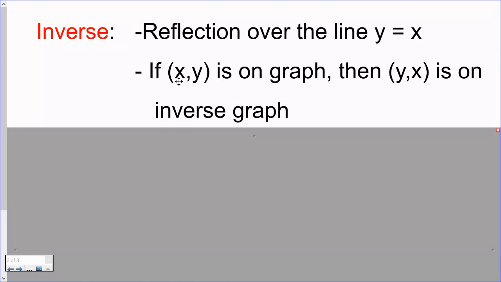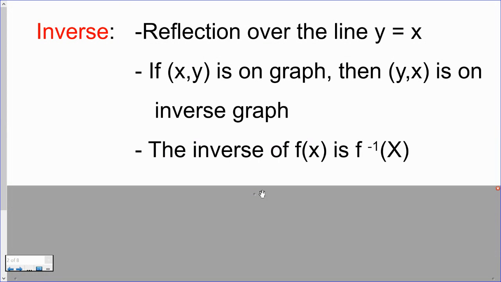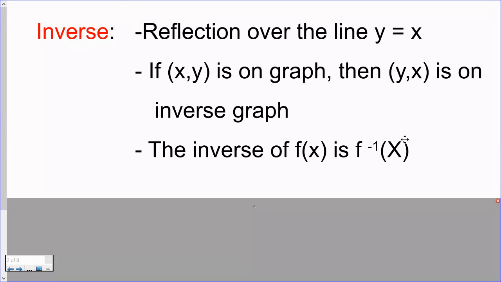If the coordinate point (x, y) is on the graph, then the coordinate point (y, x) is on the inverse graph. So you're kind of switching your x and the y, because y equals x and x equals y. And the inverse of f of x looks like this. This is not a -1 exponent. That just stands for f inverse. So that's how we would say that notation: f inverse.